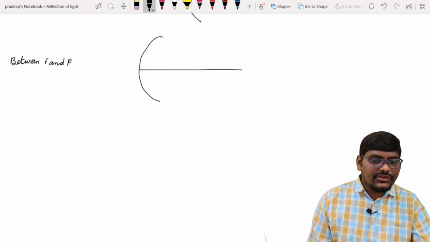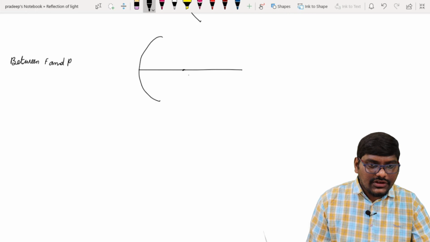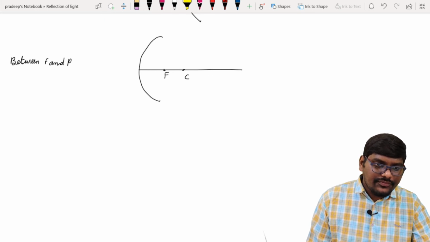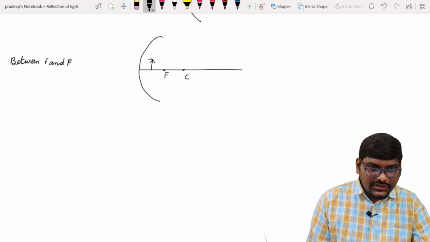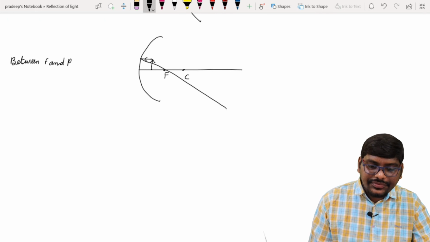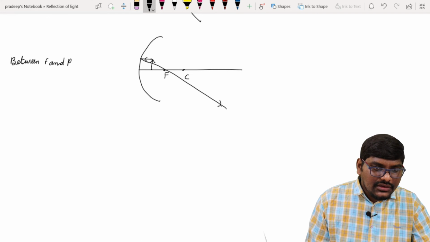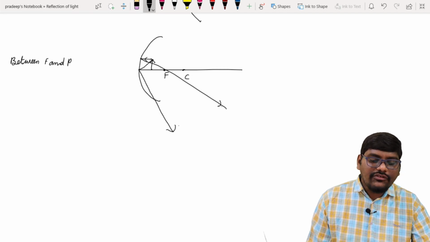This is the principal axis, with the center of curvature and also the focus. Now we're just taking a light source here, and that ray is passing like this, touching the mirror. As this is parallel, that should pass through what? That should pass through the focus. So that is passing through the focus. The next ray coming from this light source touches the pole here and goes away like this.